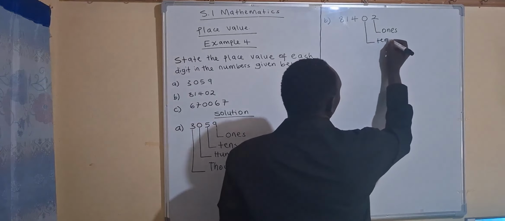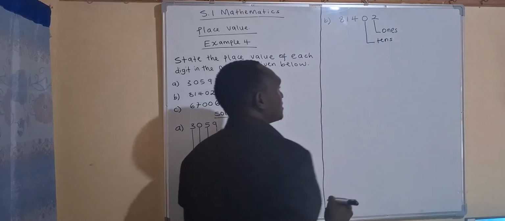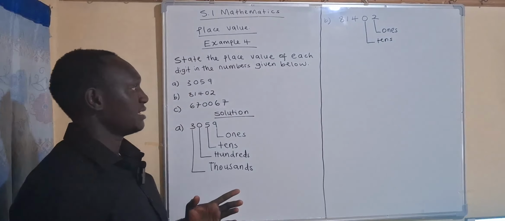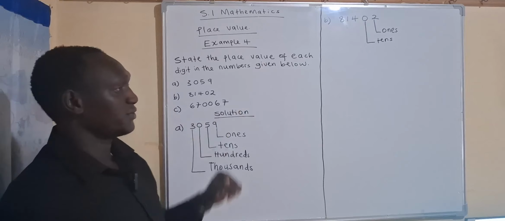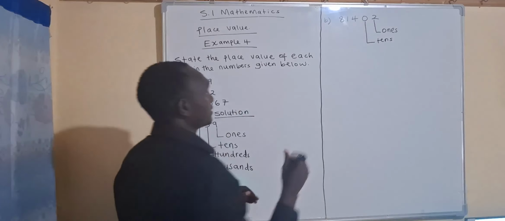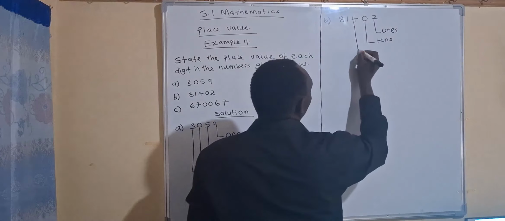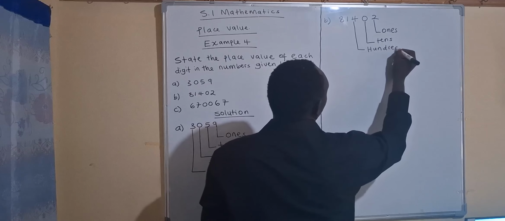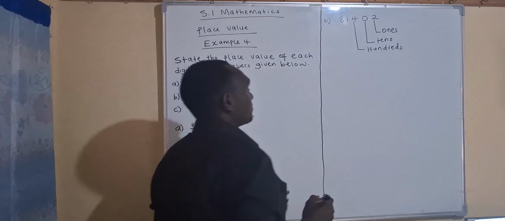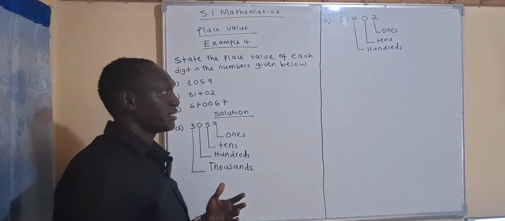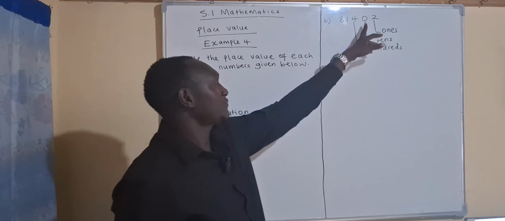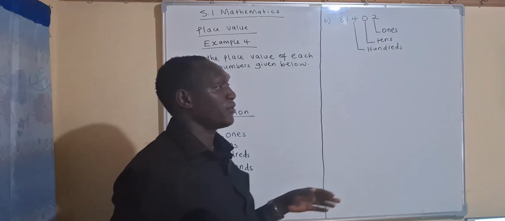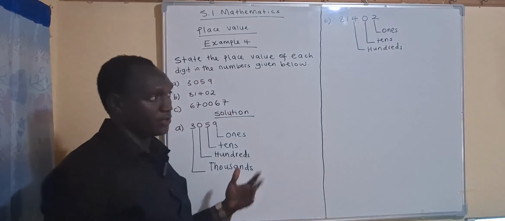We just look at the position. That position is the position for tens. That is the place for tens. Therefore, the place value for 4 in this case is tens. And then we come to 1. 1 is in the position of hundreds. That implies that there is 1 hundred.